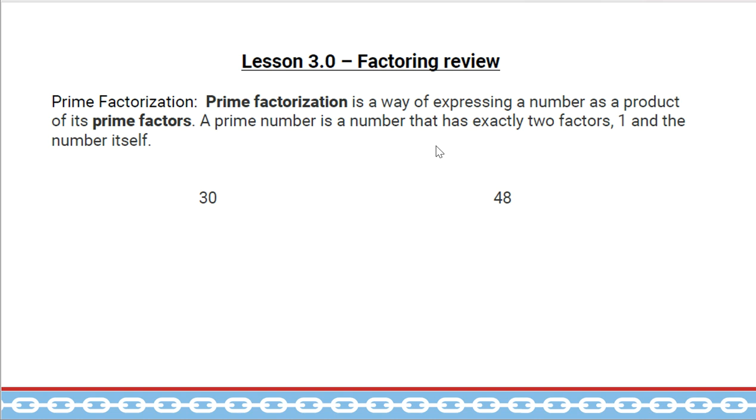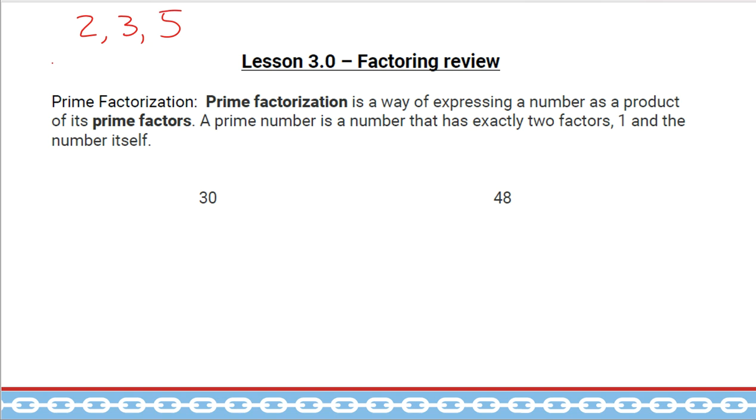A prime number is a number that has exactly two factors, one and the number itself, right? So prime numbers are the ones that cannot be divided out any further. So our prime numbers have exactly two factors. So 2 can only be made with 1 times 2, 1 and itself. 3 can only be made with 1 times itself. 4 is not prime, it's composite, right? Because you can go 1 times 4 and 2 times 2, so it has 3 factors.